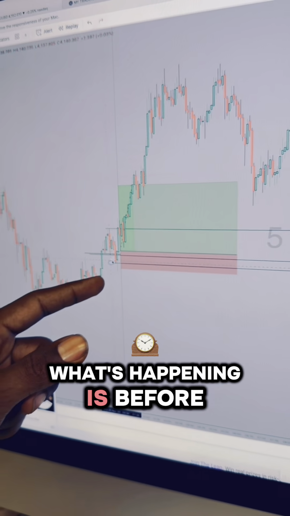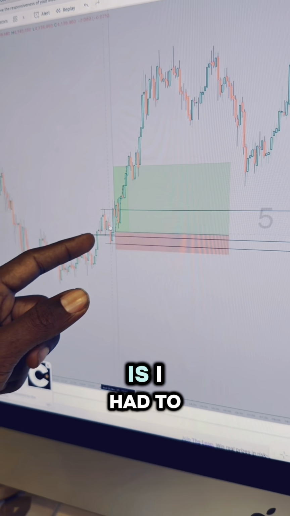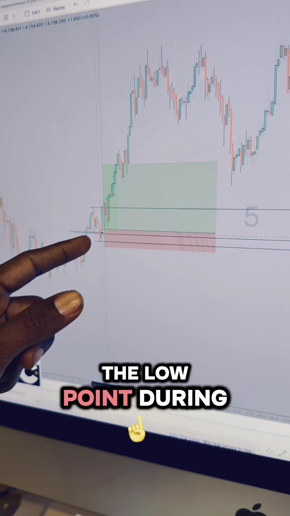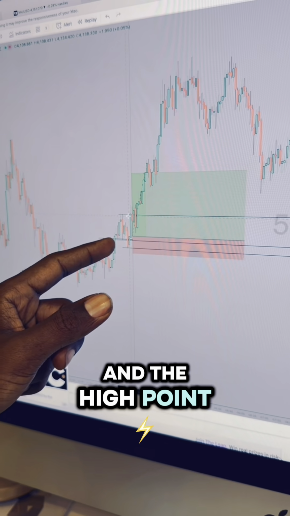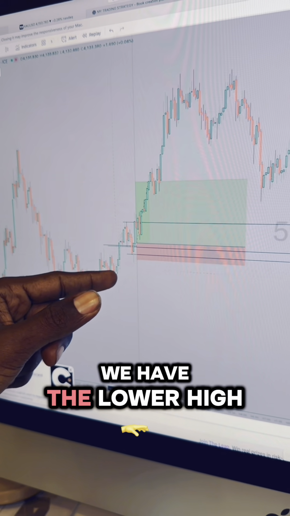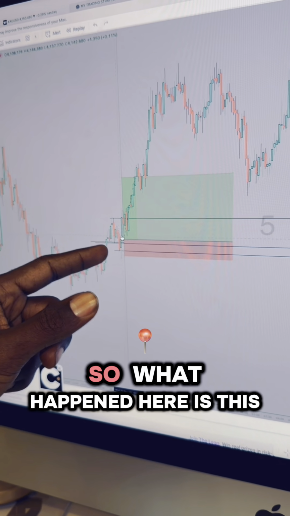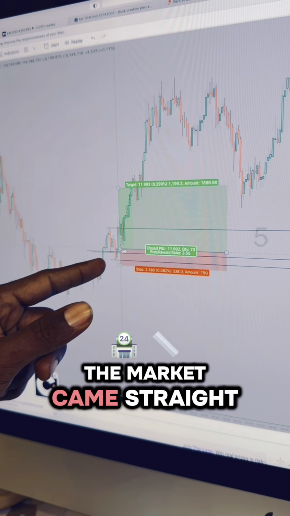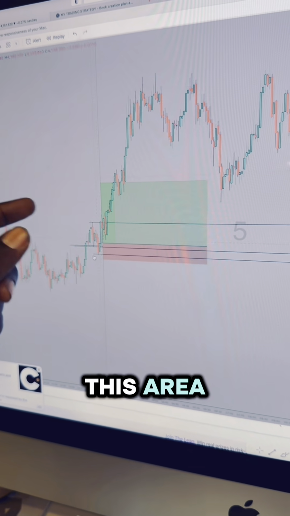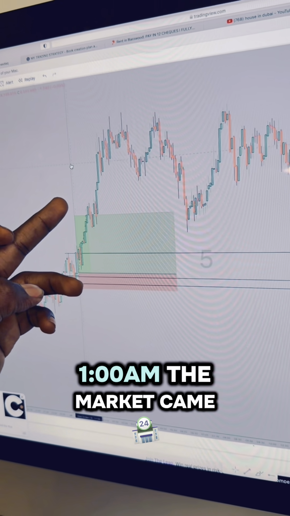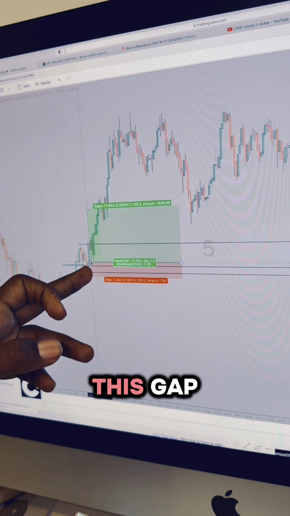What happened is, before 1 a.m., during the Asian range, the market was around this area. So what I did is I marked the high and the low points during this area. The low point is this one, this one, and the high point is this one. So we have the lower high, the higher high, another lower high. What happened here is this: the market came straight from this point and broke this previous high around this area. And when it was 1 a.m., the market came directly to touch inside this gap.